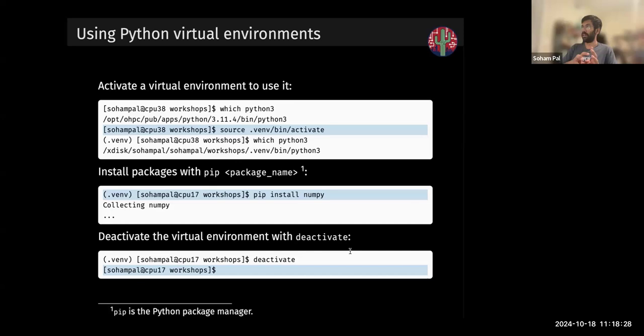So after you have made the virtual environment, if you want to use that, you first need to activate that. So before I activate the virtual environment, if I just check the Python 3, like the location of the Python 3, then it will show me the default system Python 3 that the Python 3 module gives me.